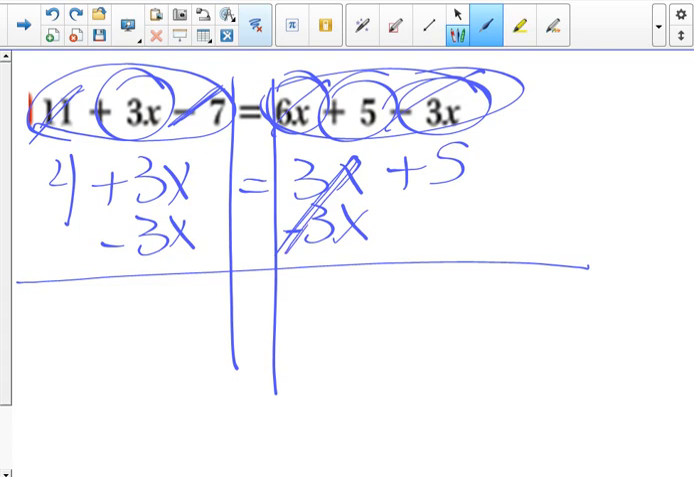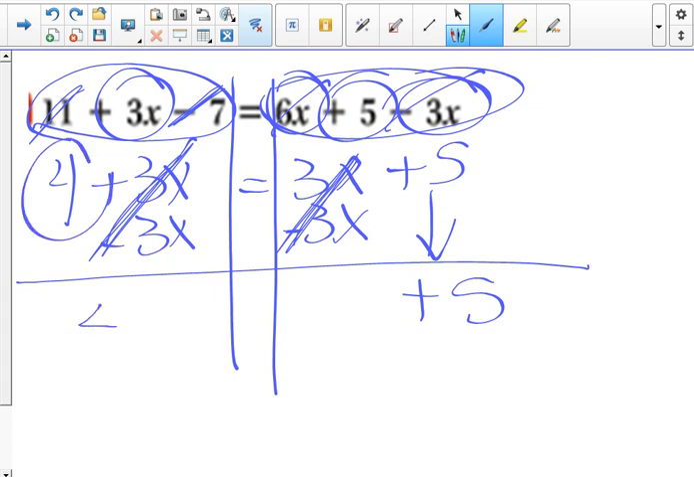So 3x minus 3x is 0. Carry down my plus 5 because that's left over. I'm just carrying it straight down. And then 3x minus 3x, well, that one goes away too, to 0. And I'm just left with this 4 and my equal. So I end up, let me clean it up, 4 equals 5.